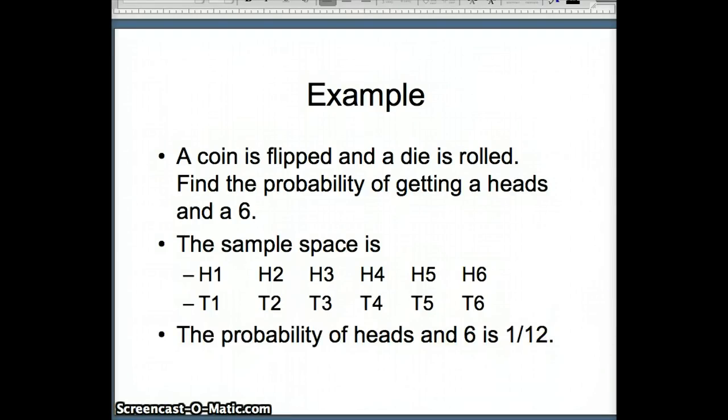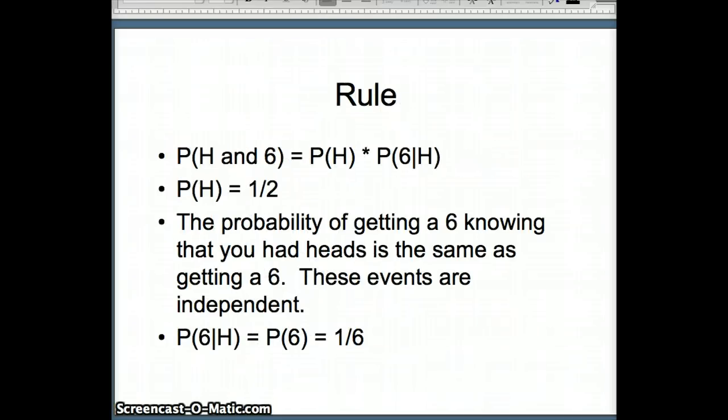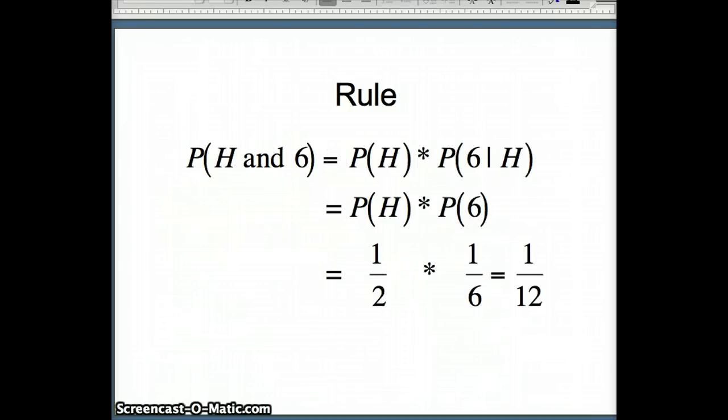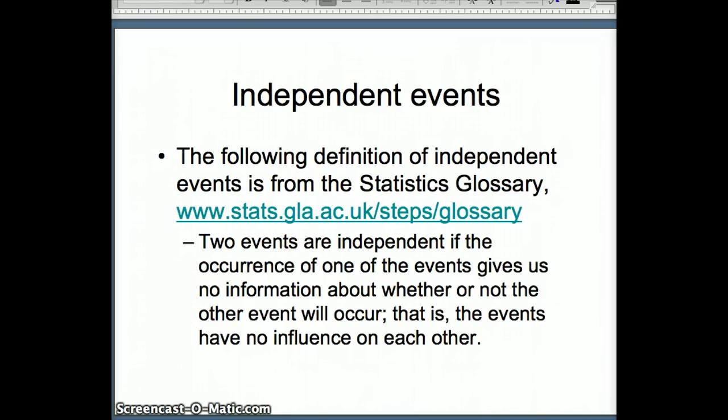So what do we get? The probability of heads and six is indeed 1 out of 12. 1 correct, 1 out of 12 total. But we can also recognize our rule. Probability of heads and six, probability of heads times the probability of six given heads. Probability of heads is a half. Probability of getting a six knowing you have a heads is the same thing as the probability of getting a six. Those events are independent. Knowledge of getting heads in no way, shape, or form influences the likelihood of getting six. So heads and six, heads times six given heads, which is the same as the probability of heads times six, a half times a sixth, which is a twelfth.